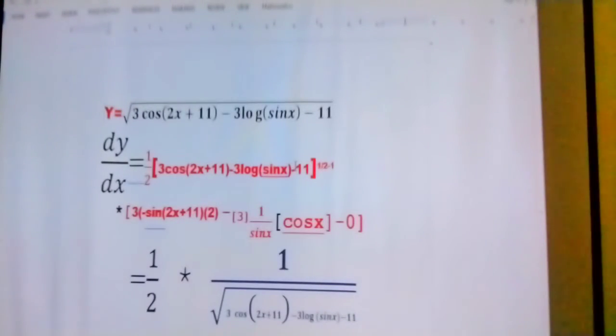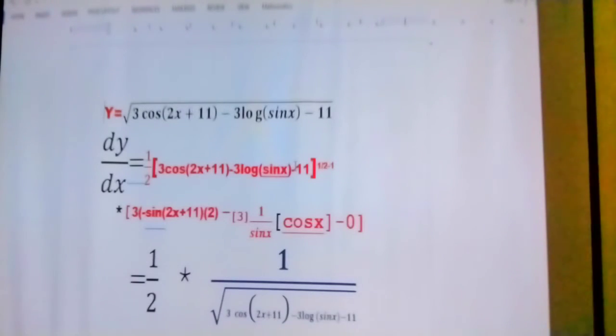Here I have taken one sum as the example: y is equal to square root of (3 cos(2x+11) minus 3 log sin x minus 11). This function is in square root form, so you have to consider it as an algebraic function. It is otherwise written as (3 cos(2x+11) minus 3 log sin x minus 11) whole power half.